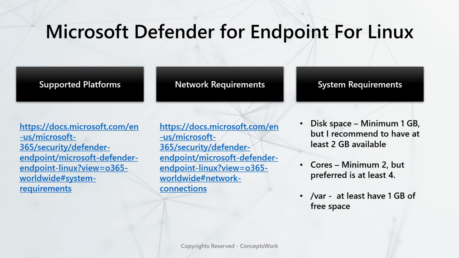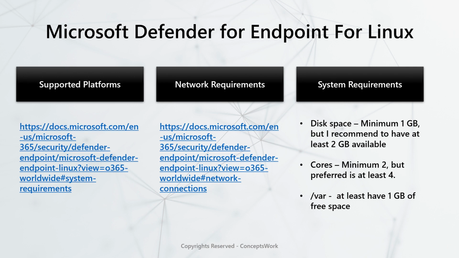When it comes to cores, the minimum recommended is 2, but for all obvious reasons, I would recommend having at least 4, specifically for servers, because if that kind of capability is not available, there will be performance issues for sure. Now, for the var directory itself, you need to make sure that it has at least 1 GB of free space available. All these recommendations are based on my experience in configuring this and monitoring behavior on our Linux machine altogether.